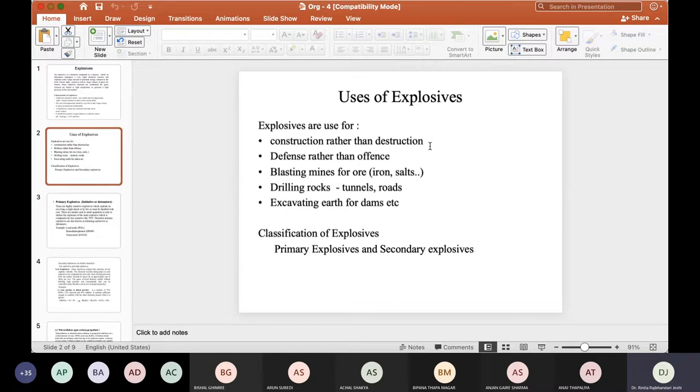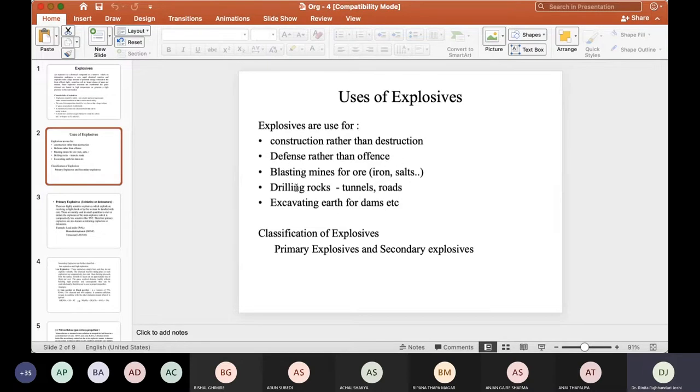Destruction, like old houses sometimes need to be demolished. That is okay. Purposely it is okay, but unpurposely it is not good. So explosives are used for construction rather than destruction. It is used for defense rather than offense.